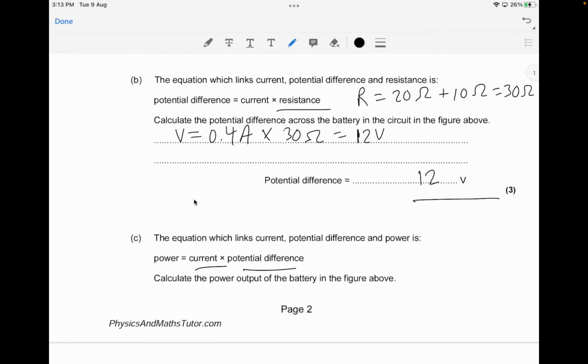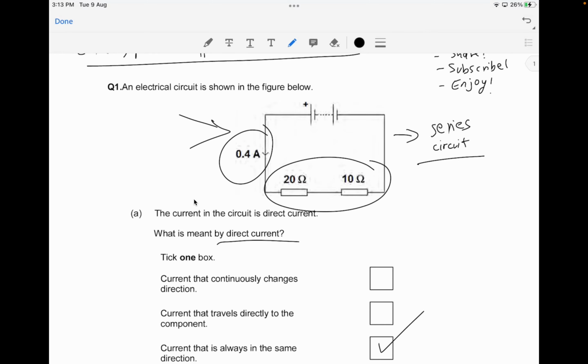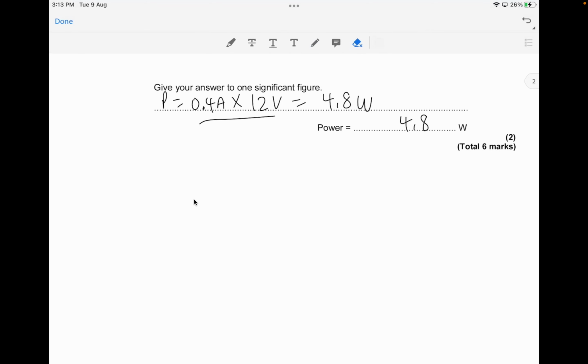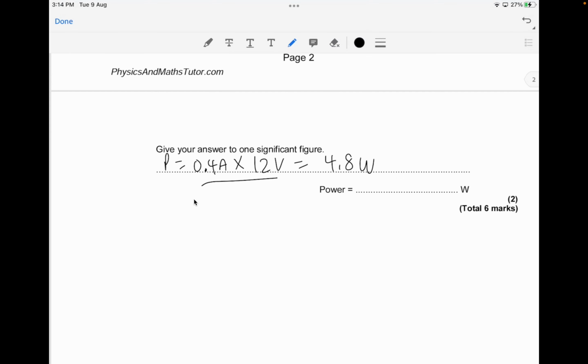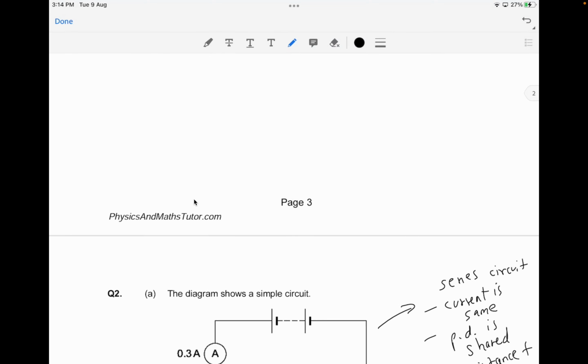Okay, from the question we got 12 volts, and we got 0.4 amps from the question itself. All right, let's move on to the next question. Now, a careful consideration here is that you should not write 4.8 watts directly. The reason is because we have to give our answer to about one significant figure, so do watch that point out. So what we're going to do is convert 4.8 watts to about 5 watts. That's going to be your answer for about 2 marks. So do read the questions carefully below, and let's move on to the next question.